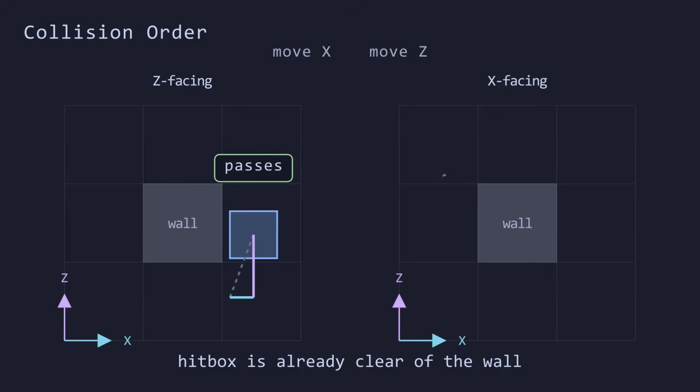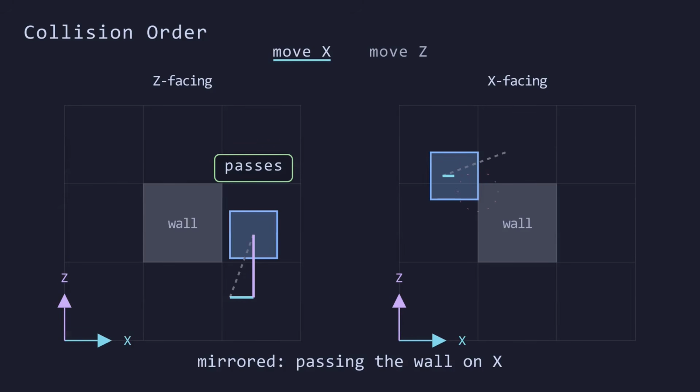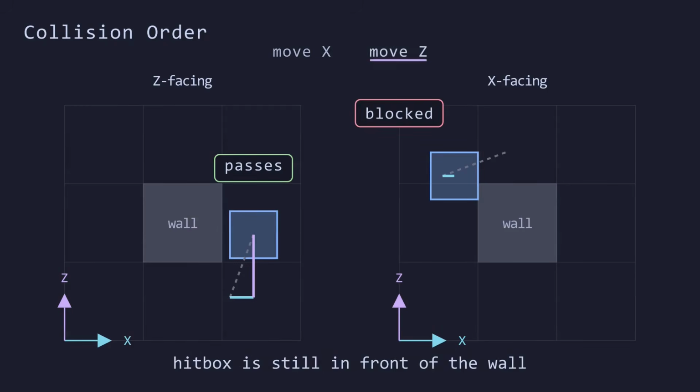Now the X-facing mirrored case. We want to pass the wall on the X-axis. Move X runs first again. This time X is the axis that goes past the wall, and the hitbox is still in front of its face. So we run straight into it. Move Z would have pushed us clear, but it runs after X, which is one move too late.